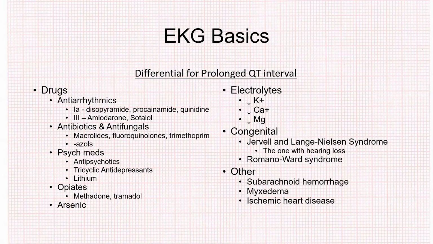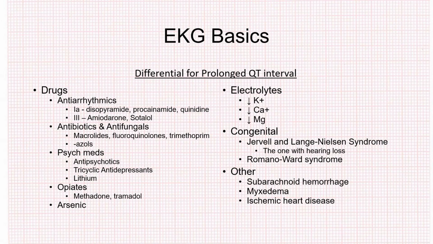There's lots of stuff that causes long QT: antiarrhythmic medications, as well as lots of antibiotics and antifungal medications, antipsychotic medications, opiates, including methadone and tramadol, and electrolyte abnormalities, more on the low end: hypokalemia, hypocalcemia, hypomagnesemia. There are congenital causes of prolonged QT, things like Jervell and Lange-Nielsen syndrome. Romano-Ward is another genetic syndrome that can do this. And then there are some medical problems that can do this, like subarachnoid hemorrhage, myxedema, as well as ischemic heart disease.